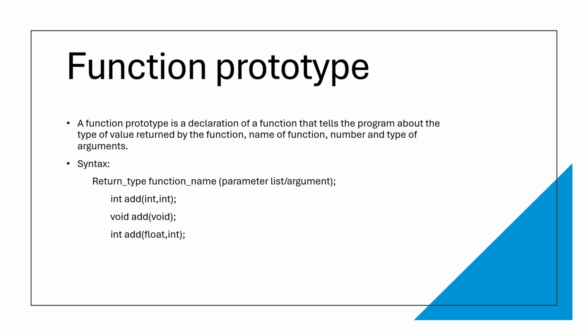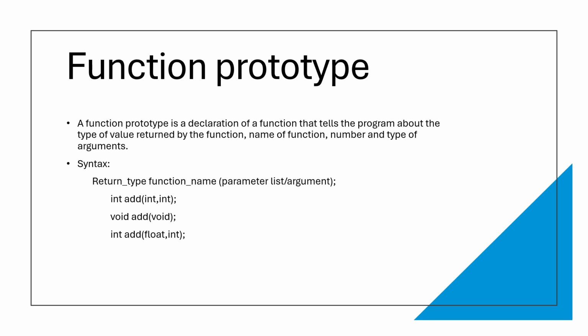Function prototype. What is a function prototype? A function prototype is a declaration of the function that tells the program about the type of value returned by the function, the name of the function, and the number and type of arguments.